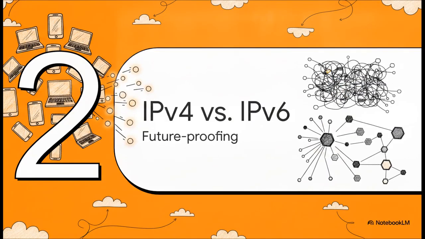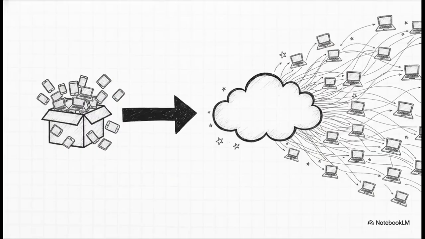Section 2. IPv4 versus IPv6. Future-proofing. Let's look at how the internet is adapting to a massive logistical problem. So, for a long time, we relied entirely on IPv4. These are structured in 4 sections, called octets, separated by periods, something like 192.168.1.10. Now, because each octet only ranges from 0 to 255, there's a strict mathematical limit to how many unique addresses we can create. And honestly, we're running out of space worldwide.